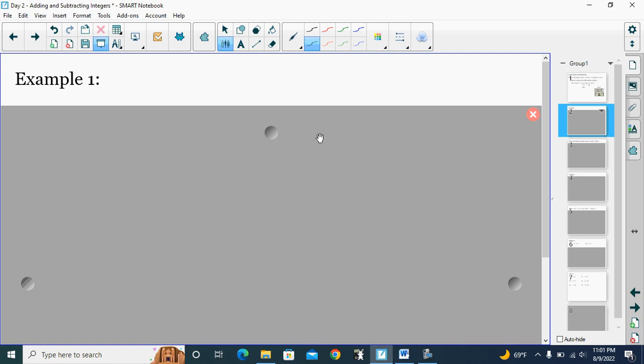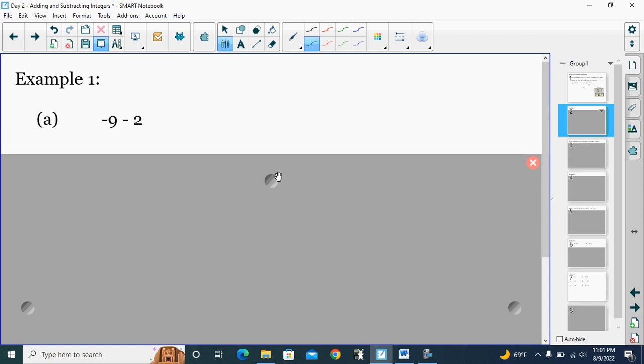So example 1, back in your notes here, you should be writing this down this time. Example 1, part A says -9 minus 2. We should recognize that the 9 is negative. We look at the sign in front. The 9 is negative, and the 2 is also negative.